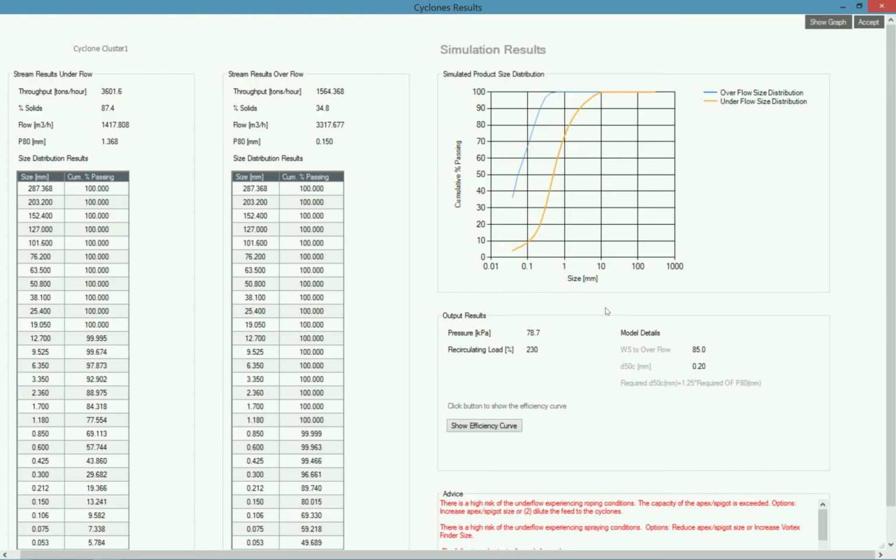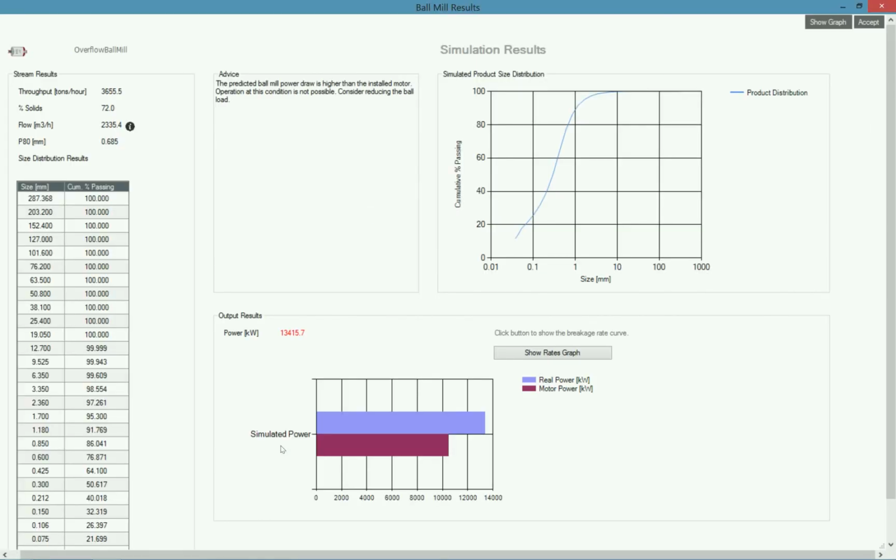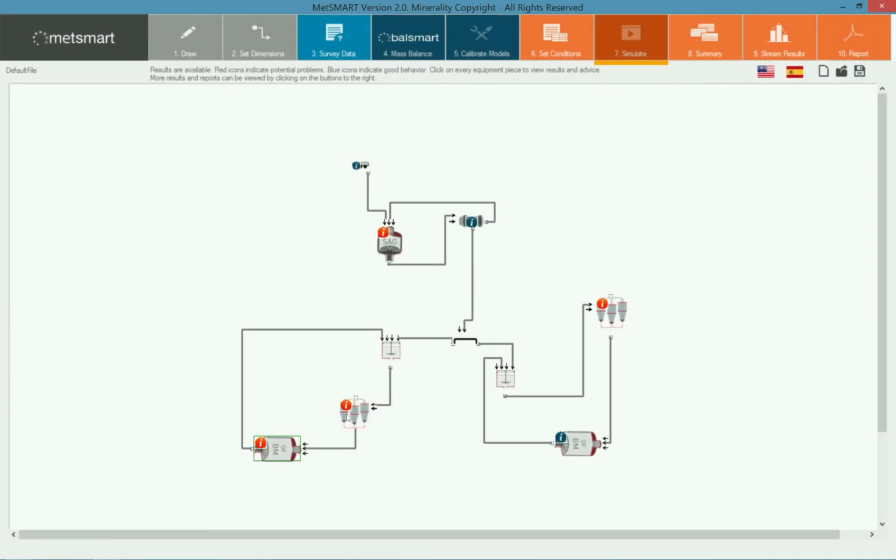We can check the cyclones and see here that none of our outputs have gone red. So the pressure and the recirculating load is okay, but we have a message that we will experience some roping conditions on the underflow of the cyclone. For the ball mill, you can see that the power draw is too high, so this is not a possible operation for the ball mill.